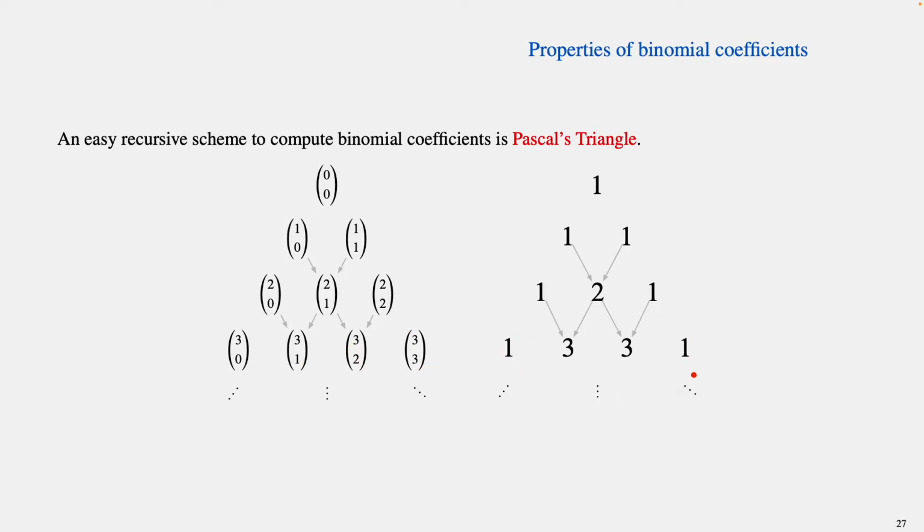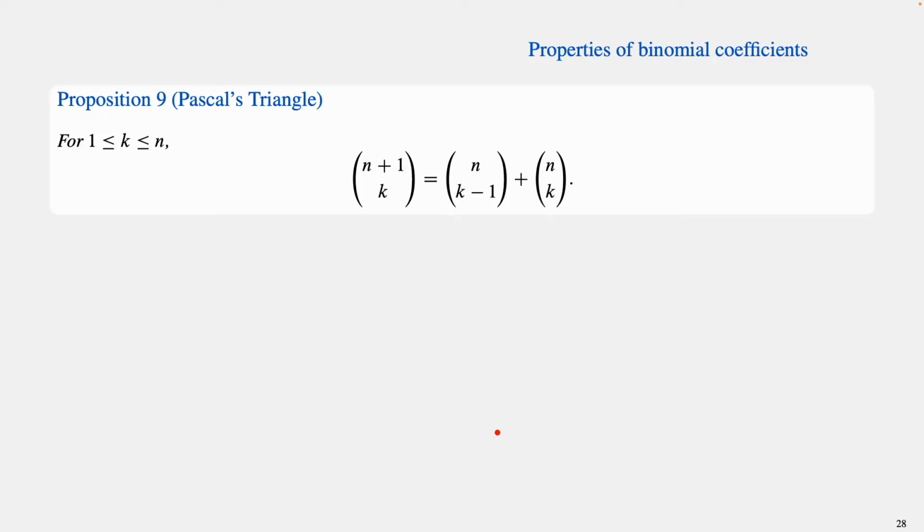And here I computed them explicitly, and this goes on to infinity, and you can get every entry here by adding the ones in the row above it immediately to the left and immediately to the right. Okay, so look at these arrows. You take the two where the arrows point and you add those two and you get the corresponding entry in the triangle. And we're going to prove this. So it's explicitly written out, this formula. For k between 1 and n, we have n plus 1 over k equal to n over k minus 1 plus n over k.